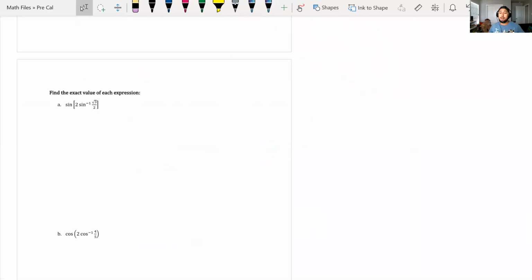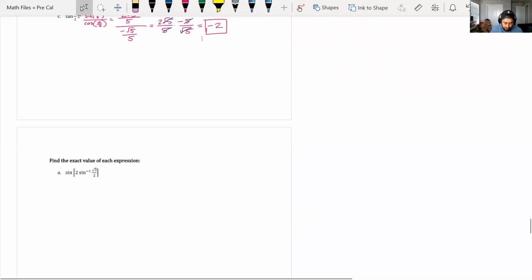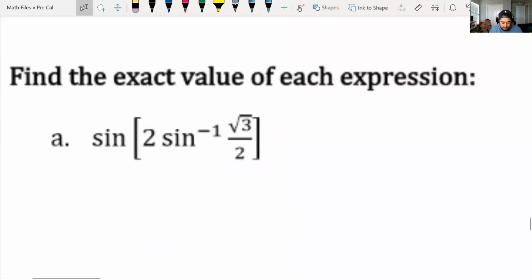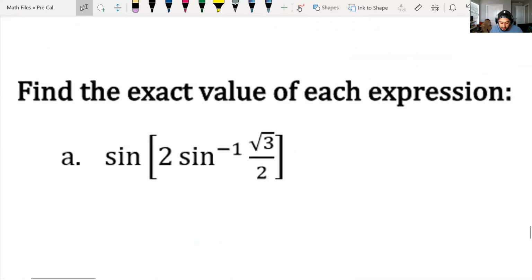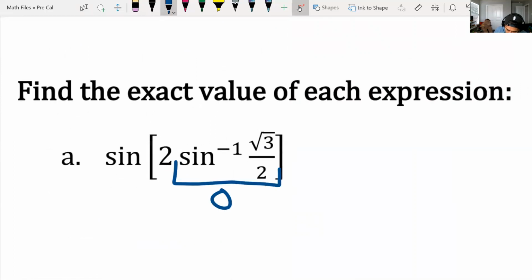All right. Now back to these types of problems. These are the substitution problems. Find the exact value of each expression. Okay. So we are going to be using double angles and half angles for this. So to solve these, we need to make a quick substitution. So I'm going to say, let theta equal the inverse sine of the square root of 3 over 2.